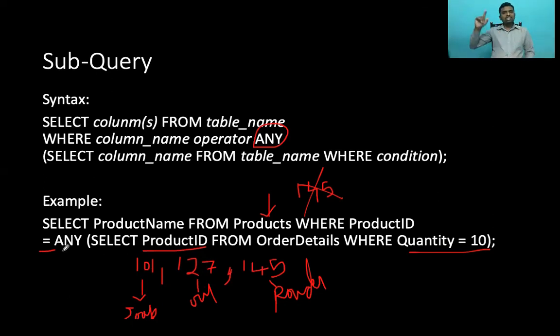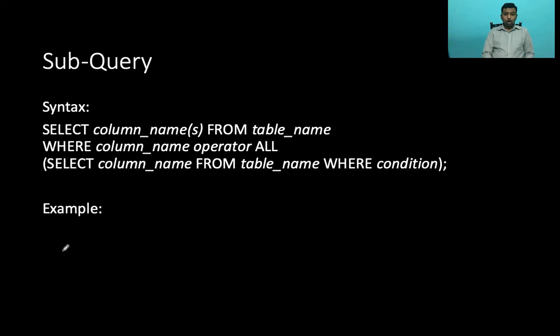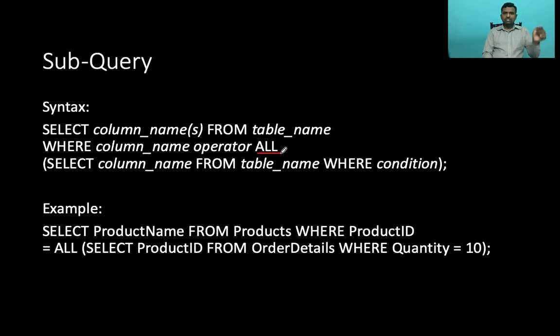If I use any one of these values and it is there, then it is true. If any one is matching, then it is true, no problem. It will provide information about the product ID 101 and 127, right? Now here, one more thing we have, that is ALL. When I use ALL, it means that all my products must be present. If it is not there, then it is false.